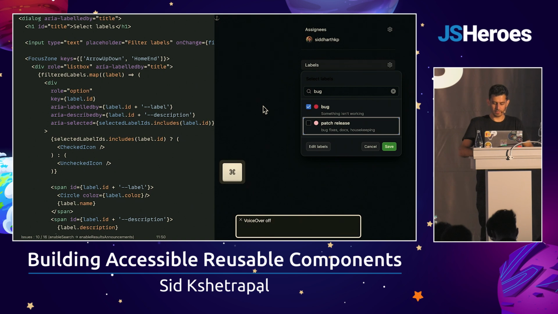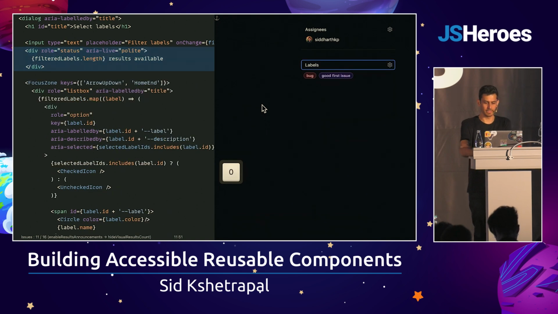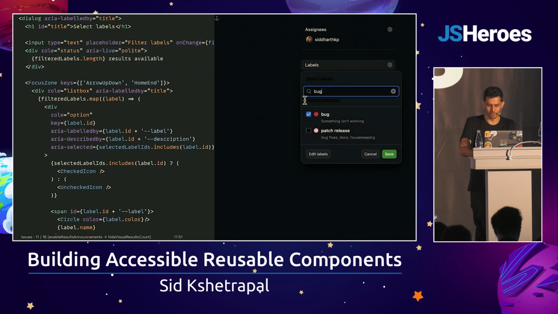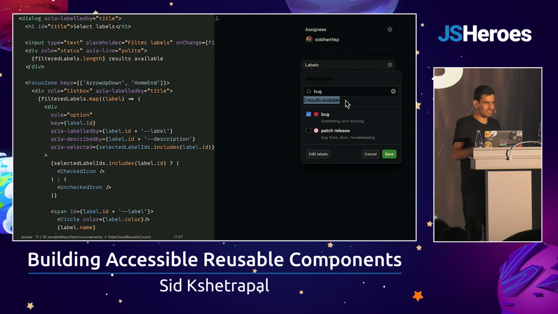So voiceover off. To improve this, what we can do is add over here. Oh, you can't see this. We can actually announce. We can add a text field here, which tells you how many results are there. And the way to do that is you add another role called status.